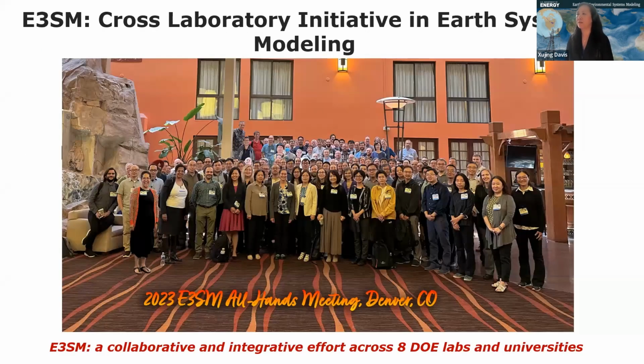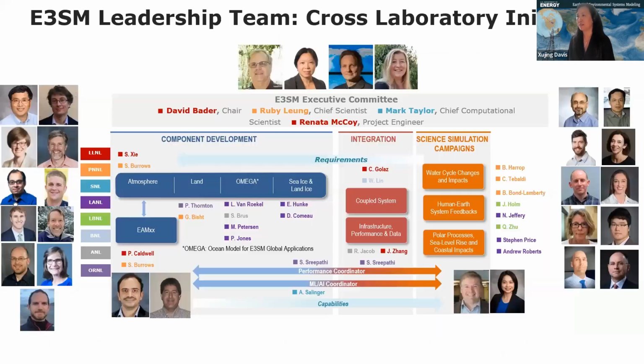Next, please. So the E3SM project has more than 100 scientists from 8 DOE national labs and multiple universities. So in a sense, it's a cross-laboratory initiative in Earth system modeling. Next, please. And the leadership team also reflects this nature. So in a sense, the project brings together the unique capabilities from all 8 DOE national labs and universities, covering a wide range of expertise in different areas of the earth sciences and also computational and mathematical disciplines to tackle this grand challenge in Earth system model development.